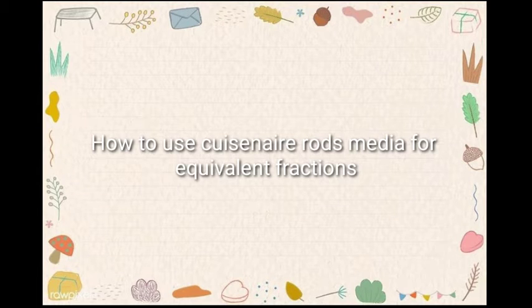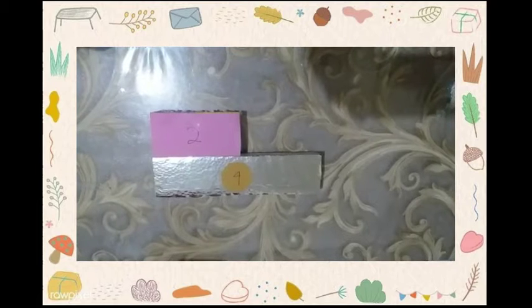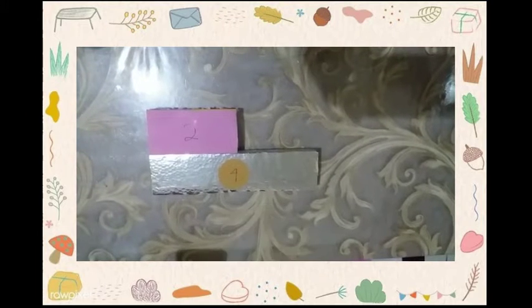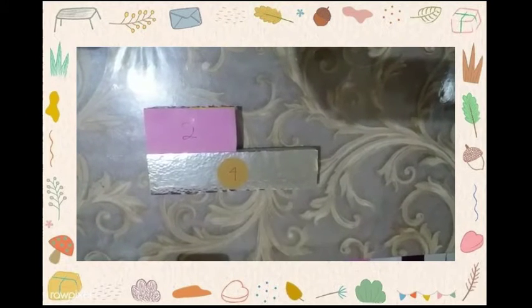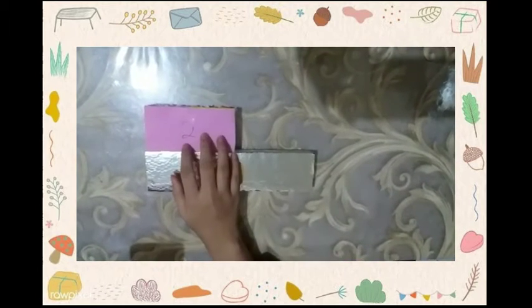The use of media for equivalent fractions. Example 1. The fraction 2 over 4. This fraction can also be said to be the fraction 1 over 2, or 1/2, because the silver rod is twice the length of the pink rod.